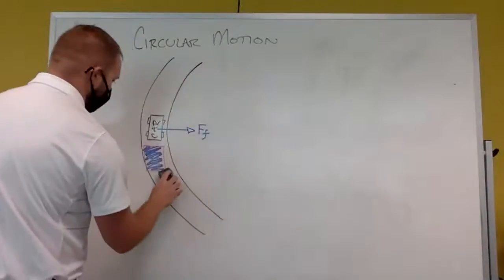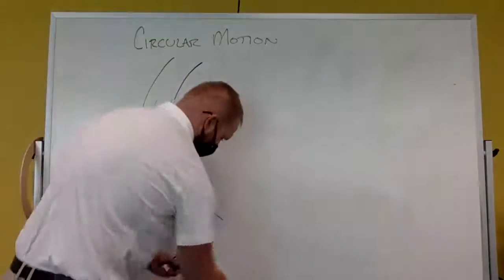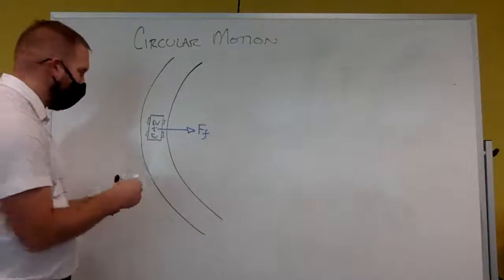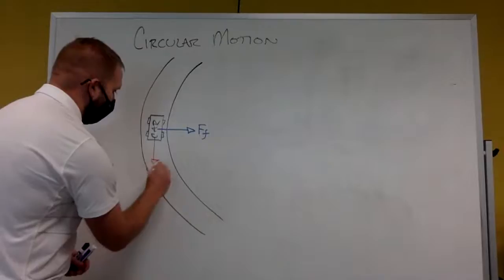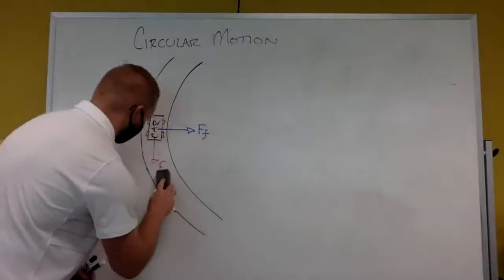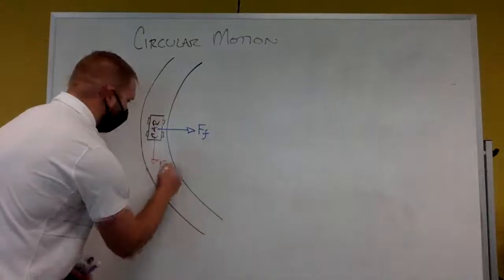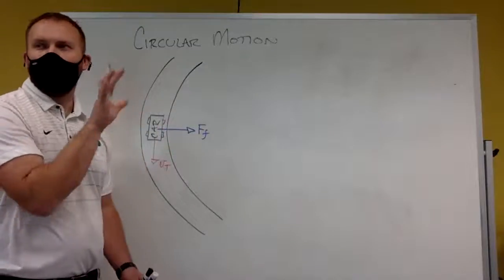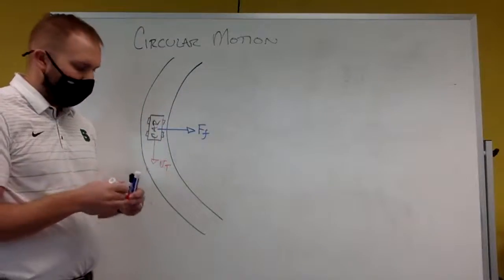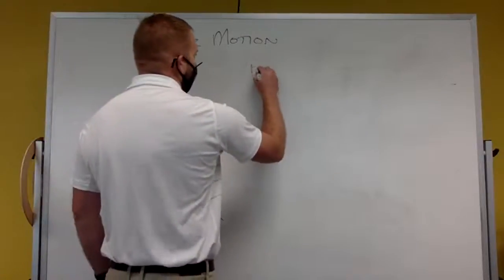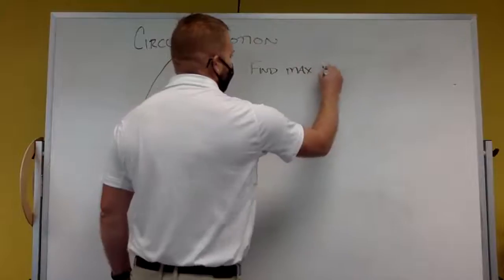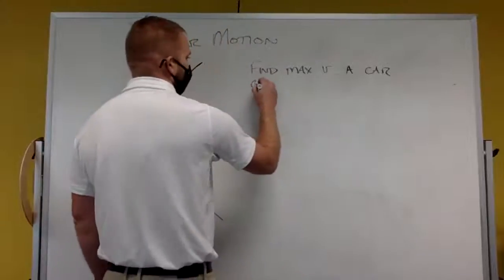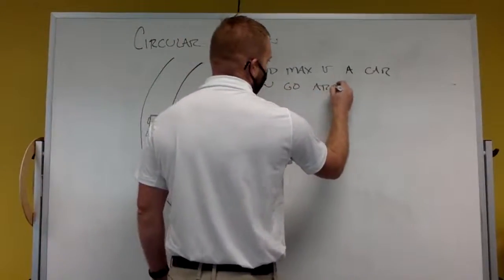We're not encouraging drifting here, when you overcome friction. But here's my force of friction, and here's my velocity, velocity tangential. Again, normal force and gravitational force are there, we just have a bird's eye view. Okay, let's do this: find the max velocity a car can go around the curve.